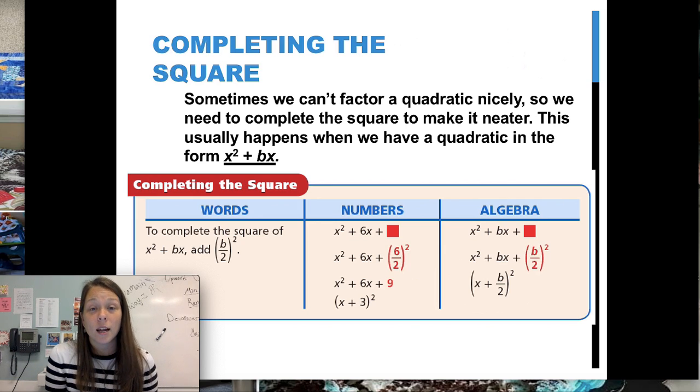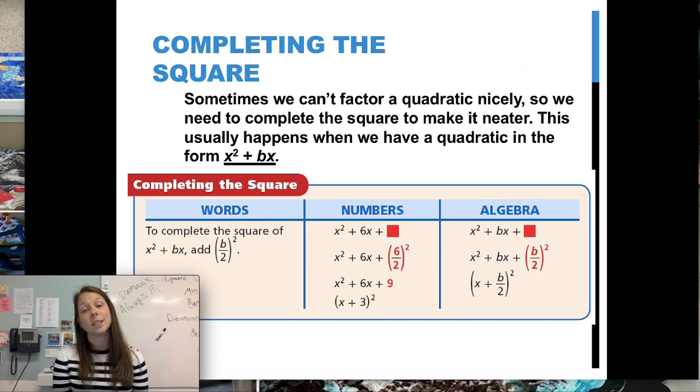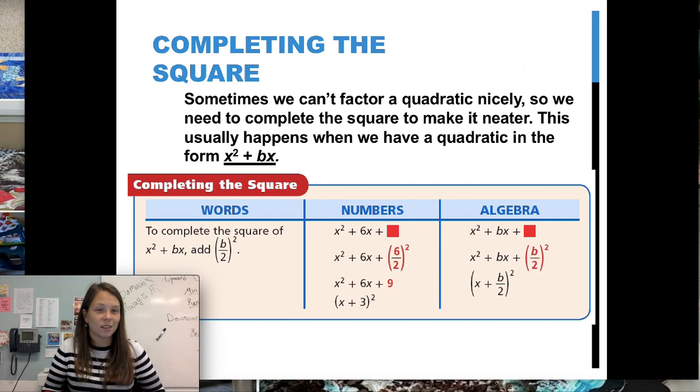Completing the square is a process. Sometimes we're not able to factor a quadratic nicely, so we need to complete the square to make it neater and easier for us. This usually happens when we have a quadratic in the form of x squared plus bx and there's no c, and we can create a value of c by adding it to both sides. That's going to allow us to factor nicely.